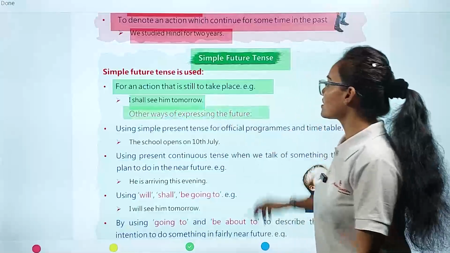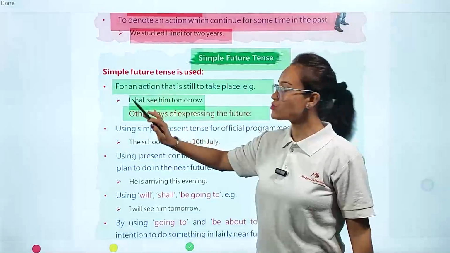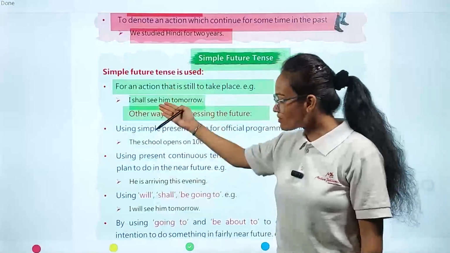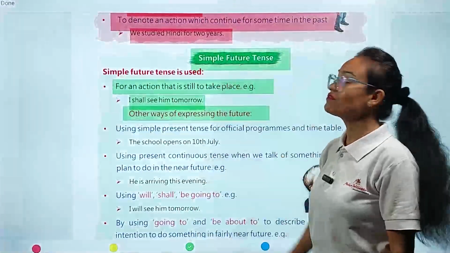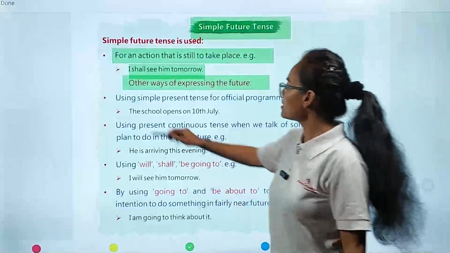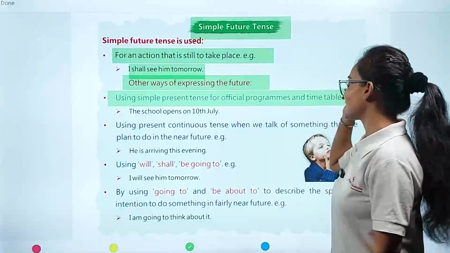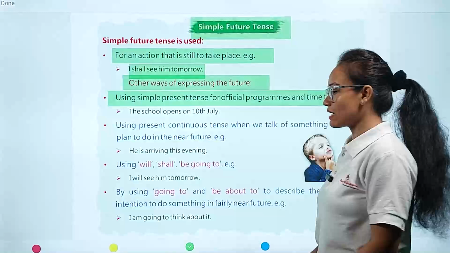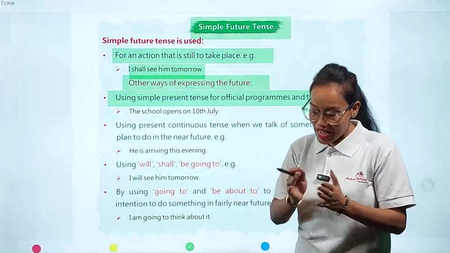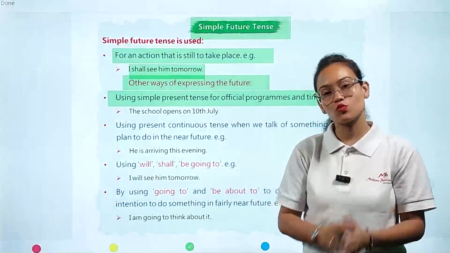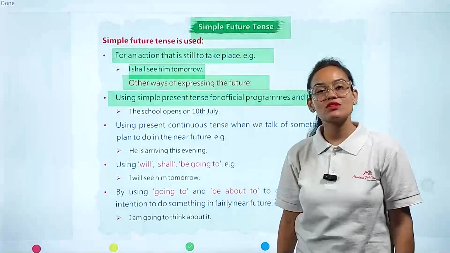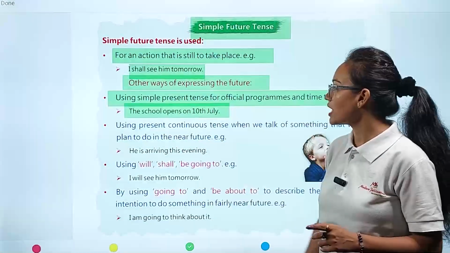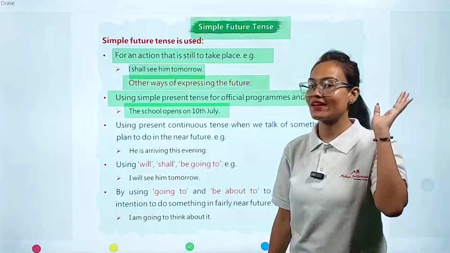Other ways of expressing the future. So this is one way in which we use simple future tense. Apart from this, we are also going to see some other cases where we use simple future tense. Using simple present tense for official programs and timetables. Whenever we are talking about any official program and the time related to these programs, in this case we also use simple future tense. Example, the school opens on 10th July.